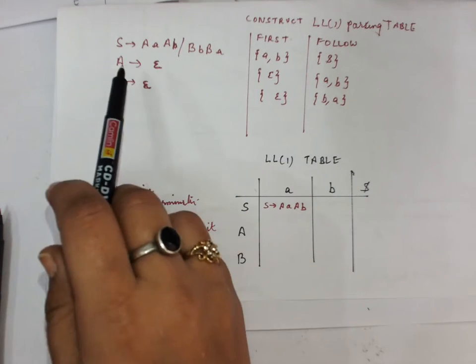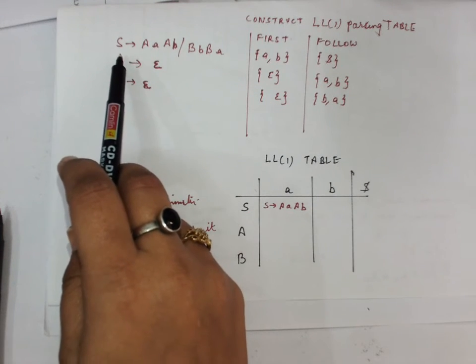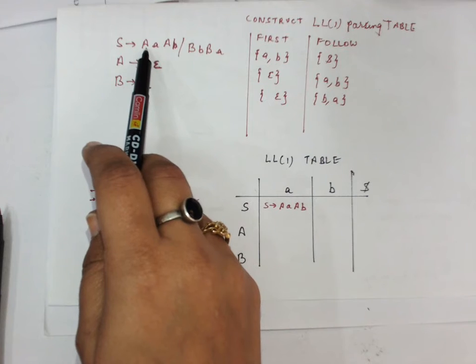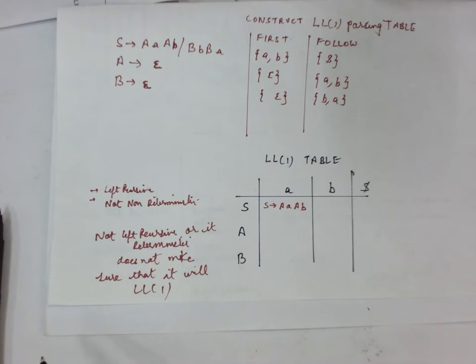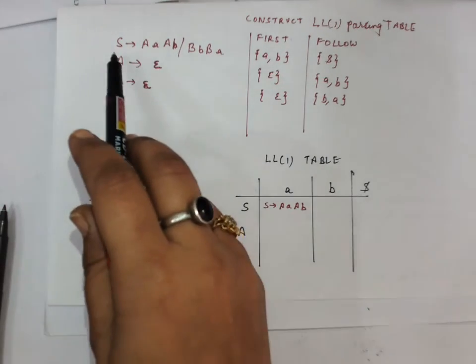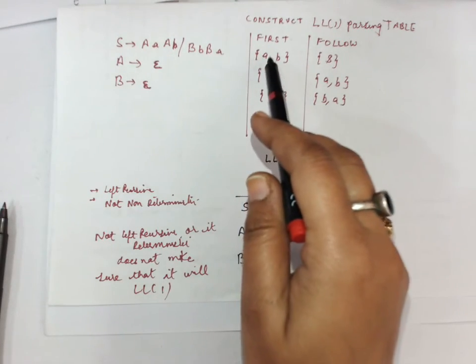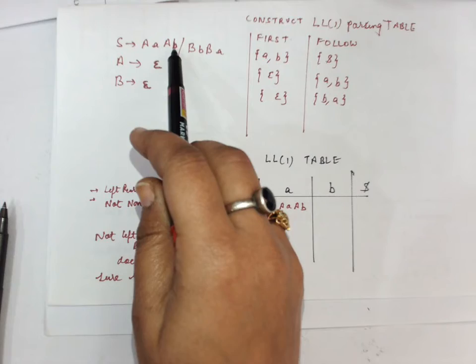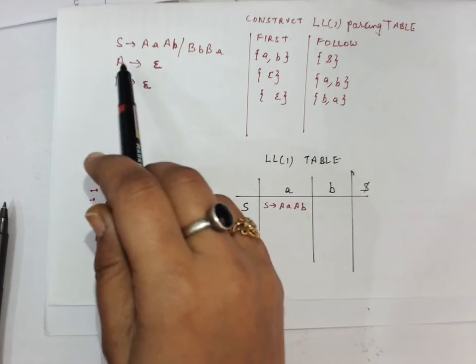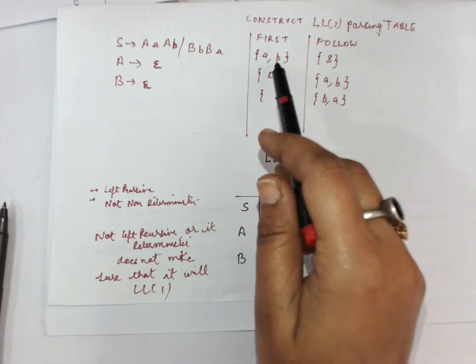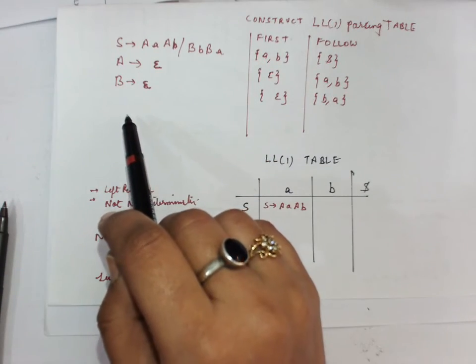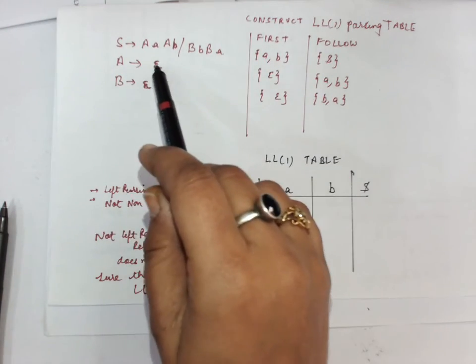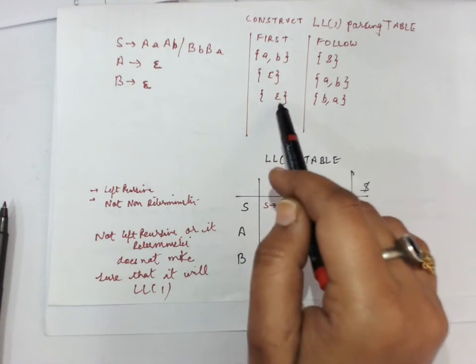So here you can easily see what we have, S gives A. So if we remove this, A gives epsilon. Okay, so if we put this epsilon here, the first terminal that we will be getting from S would be a. Okay, so this is a. Similarly, we can also get, again we put this epsilon in place of A, we will get b. Okay, so a and b are the first of S. Similarly for A, there is only one epsilon over here. For B also there is one epsilon.